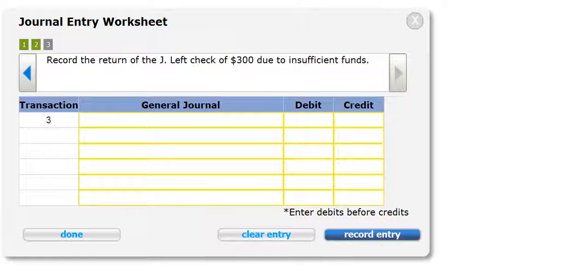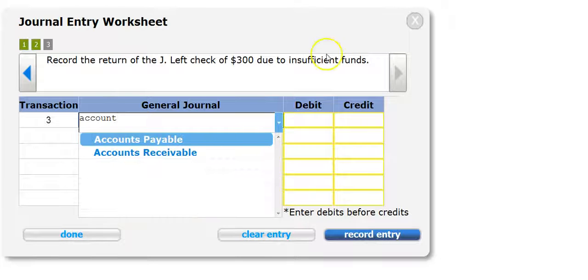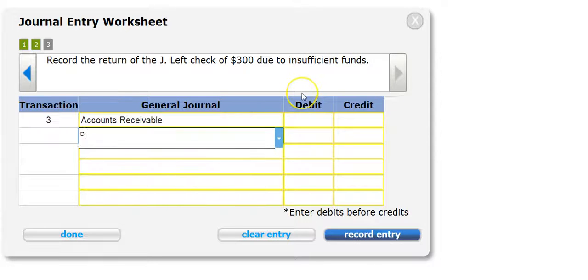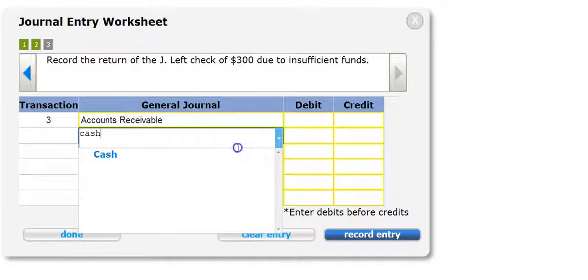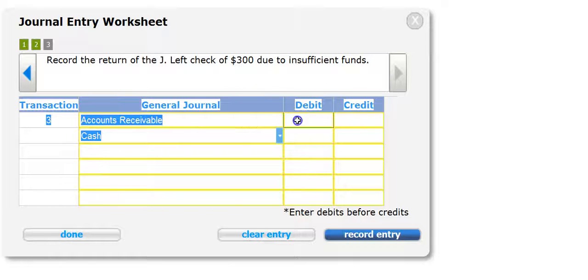The last item is the customer's check that bounced, the non-sufficient funds check. Okay, so we have to think back to what we did with the original transaction. In the original transaction, when we received his money, we debited cash and credited his accounts receivable account to reduce it for the amount that he paid us. But in effect, he did not pay us. The check was not good. So we need to put back his accounts receivable account and credit cash for $300.